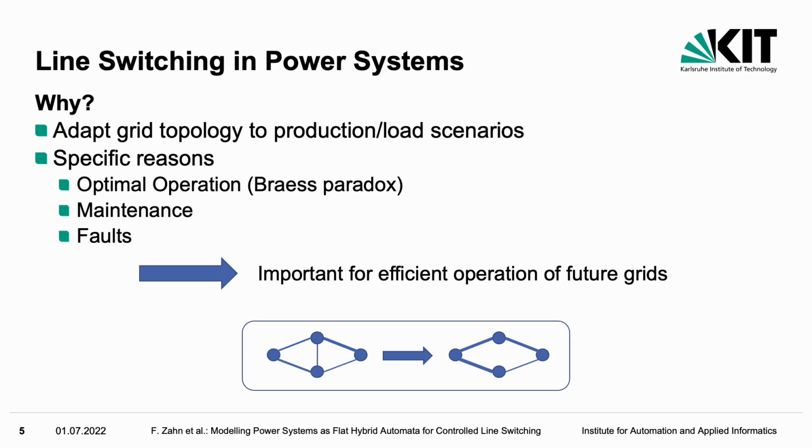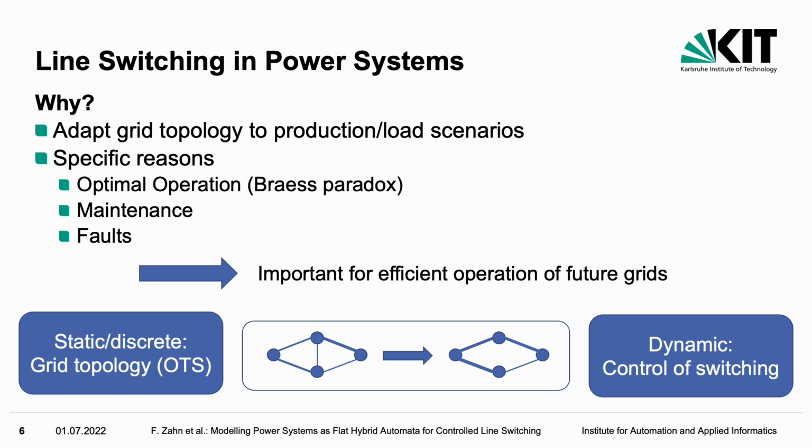One interesting case is the case of line switching in power systems. Line switching basically means that a transmission line in the system is activated or deactivated. This allows us to adapt the topology of the grid for specific production or load scenarios. Specifically, the operation of the power system can become more or less efficient by activating or deactivating lines. That more lines don't necessarily mean more efficient operation is known as Braess's paradox. Other reasons for deactivating or activating lines are maintenance or faults.